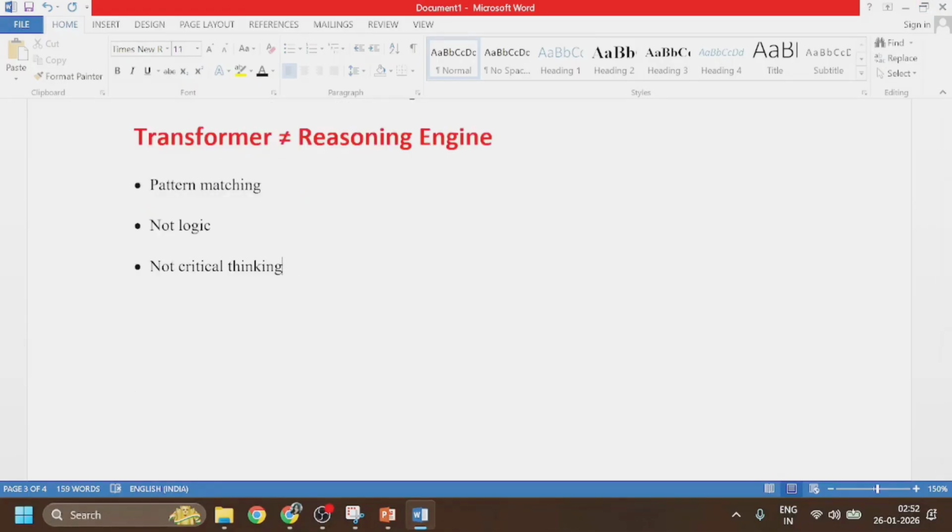A transformer is not a reasoning engine. The first point is pattern matching: transformers are excellent pattern matchers. The second point is not logic, meaning they do not perform logic. The third point is not critical thinking. They do not do critical thinking. Always remember this when using GPT-like models.